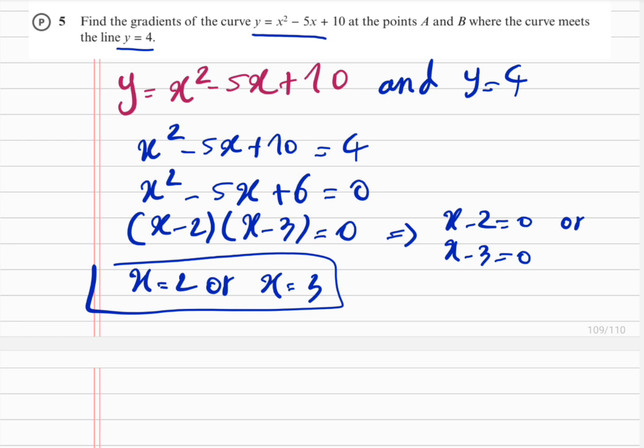Now, these are the two x coordinates of the points of intersection. We don't need to find the y coordinates, because the question is not about finding the points of intersection. It's about finding the gradient at the points of intersection. So having the x coordinates is enough. There is no need to find the y coordinates.